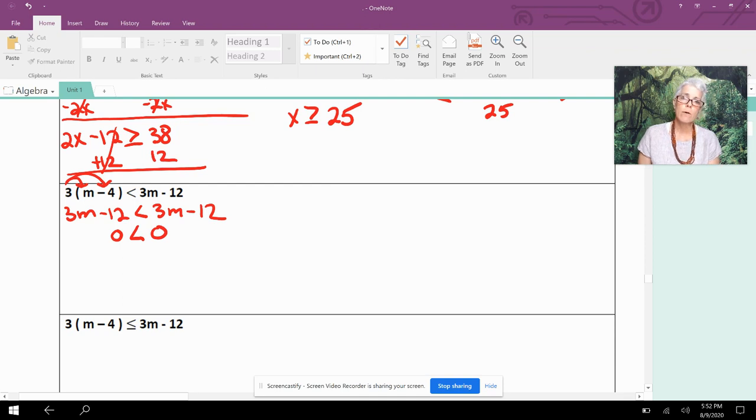It says 0 is less than 0. Can 0 be less than 0? Nope. So the answer to this is actually no solution. So you're going to have to think about each one as you do it, because sometimes it'll be all real numbers and sometimes it'll be no solution.